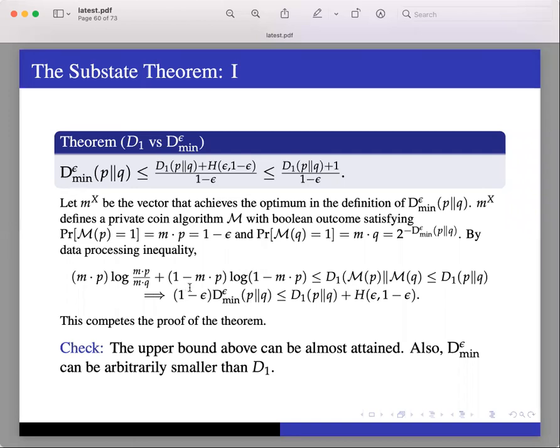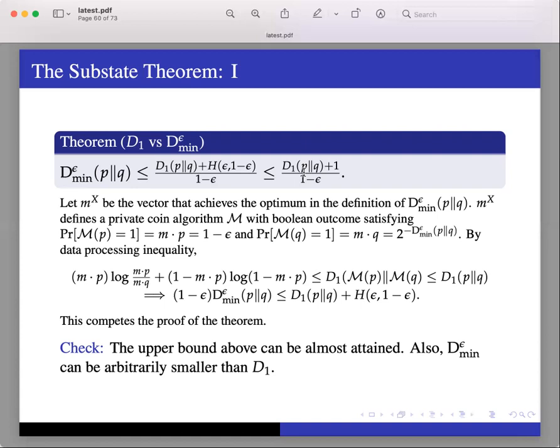Okay, so we just plug this in. Remember, M dot Q is related to this D epsilon. We plug this in, move things over to the right-hand side, and we get this. Okay. So this completes the first inequality, and then I'm just upper bounding the binary entropy by 1 for the second inequality. So this completes the proof. Okay.